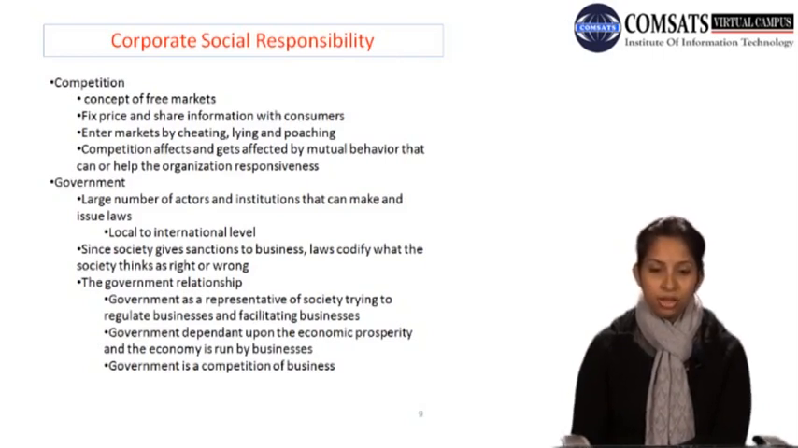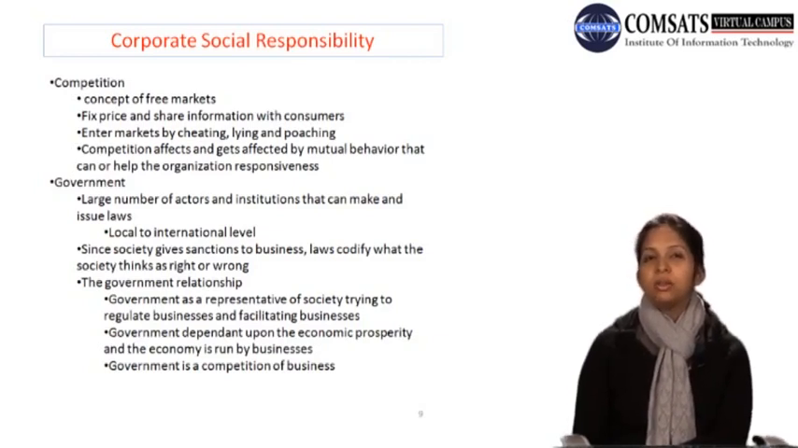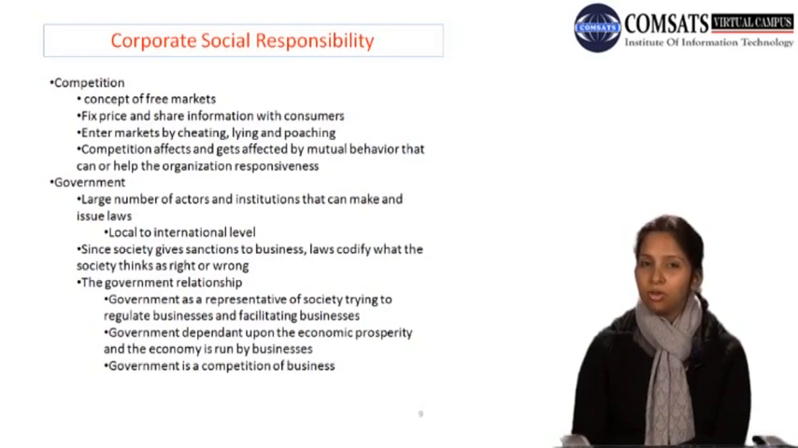Now the competition affects and gets affected by mutual behavior that can help the organization's responsiveness. So that basically means ke jo organizations aapas mein ek dusre ke sath compete karti hain, it can either work for the benefit or it can also work against the corporation. How can competition work for the benefit of another corporation?